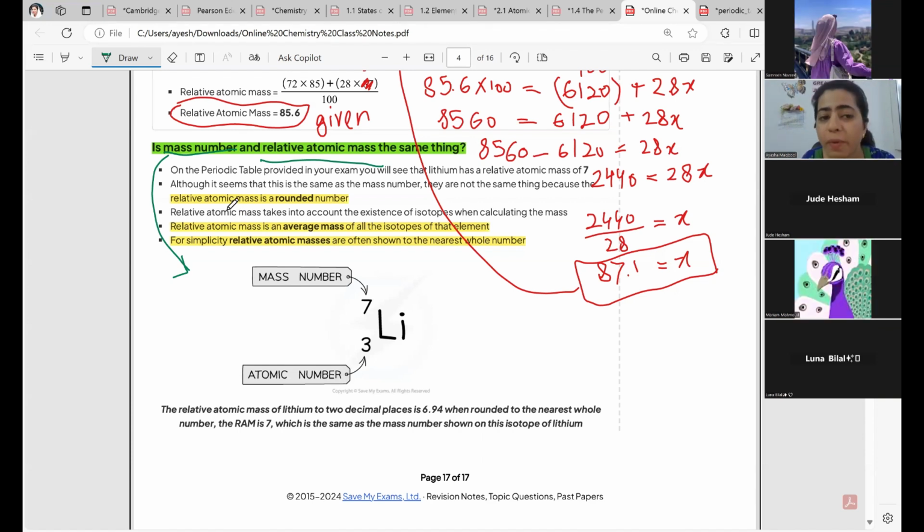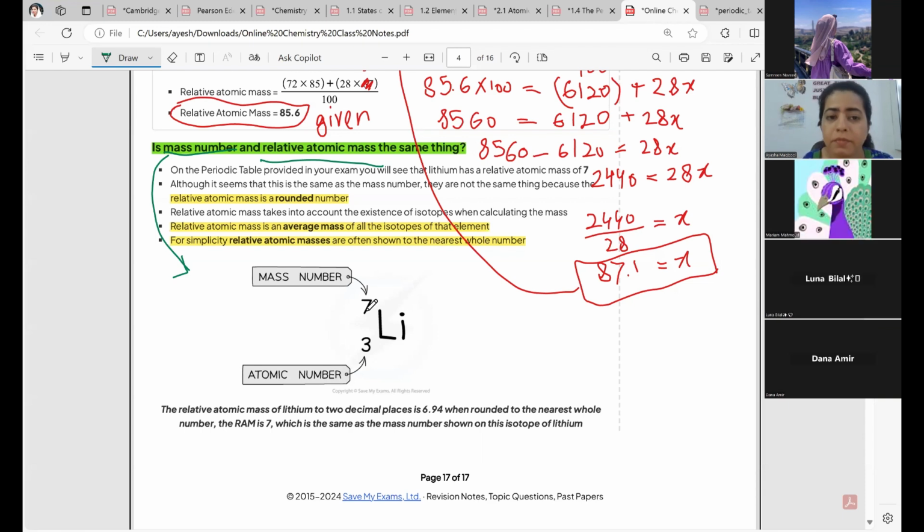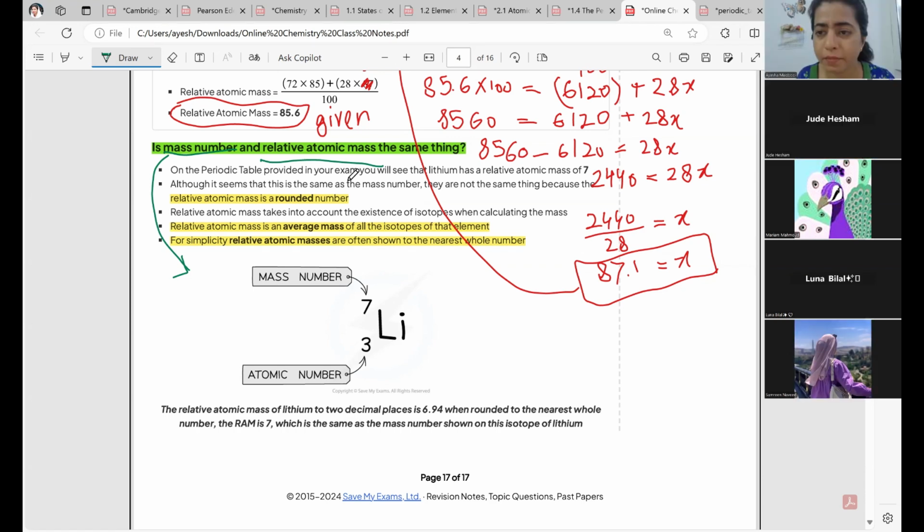Okay, so I hope this is clear as well, that basically the mass number is for one single isotope and the relative atomic mass is the average mass of all the isotopes together. And for simplicity, we are writing the whole numbers in the periodic table, so there is no problem in calculation. Yes, Samri. Miss, we learned that relative atomic mass was related to carbon, like 1/12 of carbon. Right, relative atomic mass is relative to carbon, but also it is the average of different isotope masses. Okay, miss. Thank you.